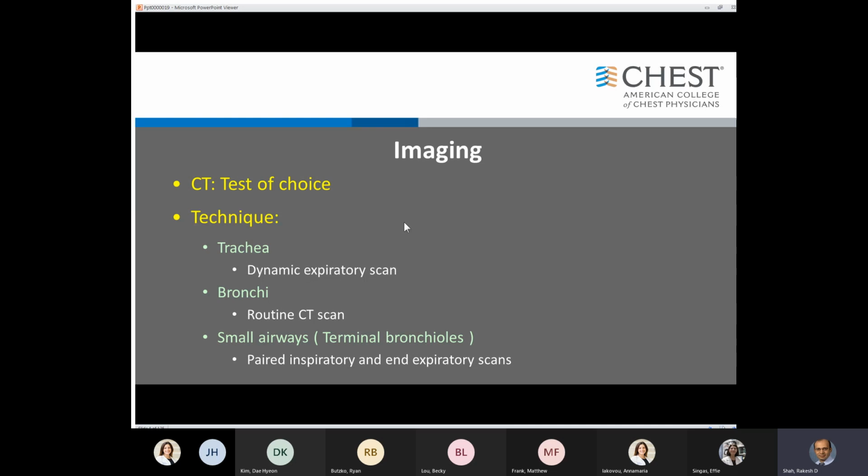So let me explain. Normally, the patient lies down on the CT table. We tell them, take a deep breath in, hold it, and then we image their chest. A dynamic expiratory scan is one where we tell them, take a deep breath, but as you're expiring the air, as you're blowing the air out actively, that's when we image their trachea.